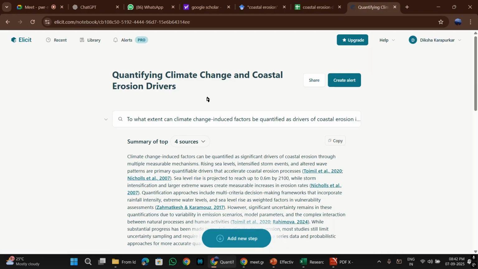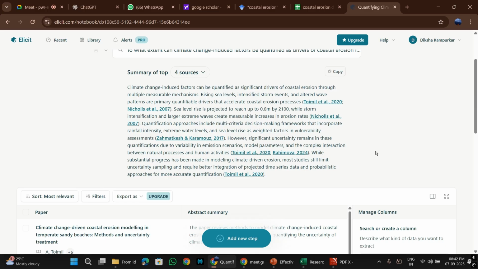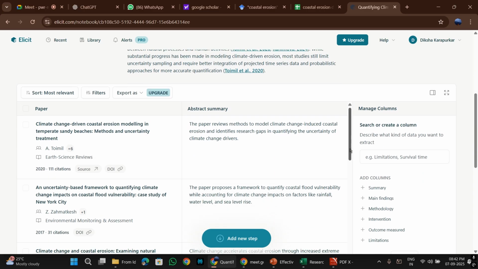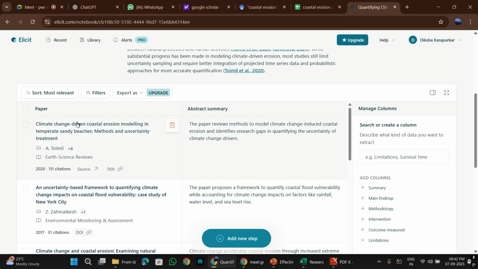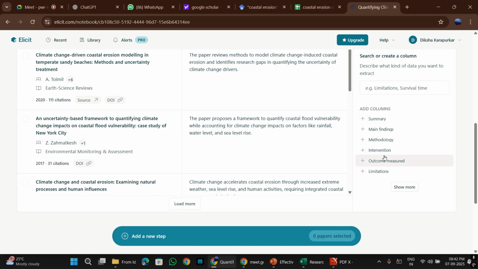Okay, so come back to Elicit. So this is where you have received a summary of the top 4 resources. You can read this. There are these 4 references that have been identified to be the most relevant ones. Here you see the paper, the DOI, that is the link to this particular article, and the abstract summary is given. If you want, you can add any of these columns in this free version. You can add 2 columns.